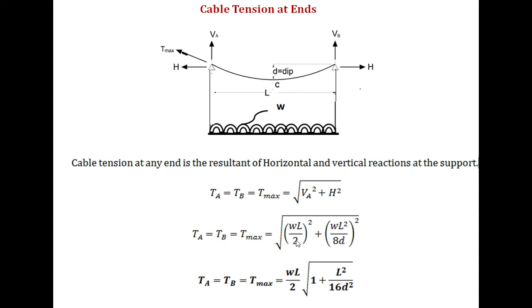And when we solve this, take WL by 2 out of the root, we get WL by 2 into bracket 1 plus L square by 16D square. However, we can simply remember this: T max is equal to root of VA square plus H square.